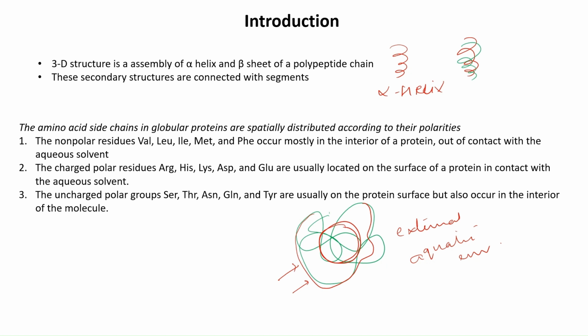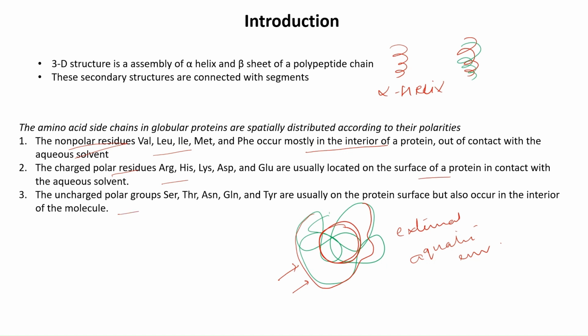So what are these distributions? First, the nonpolar residues, like valine, leucine, etc. These mostly occur in the interior of the protein, which is not in connection with the aqueous solvent. Second is the charged polar residues like arginine, histidine, etc. These are located on the surface of the protein.